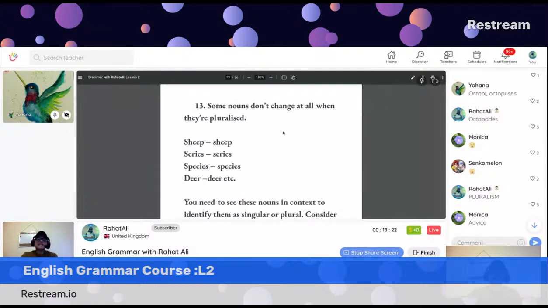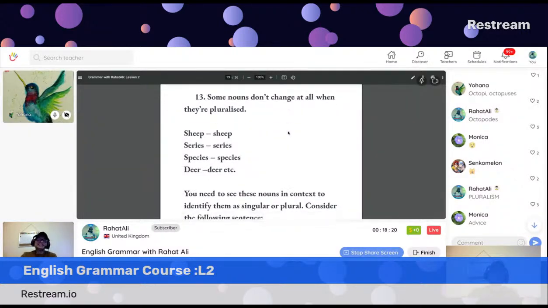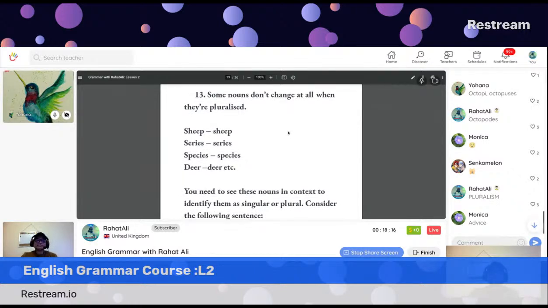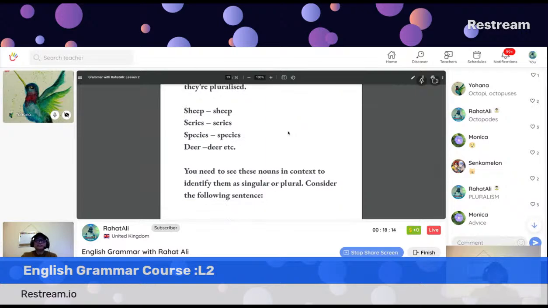Some nouns don't change at all when they're pluralized, like sheep, sheep, okay? Series, species, deer. If you remember, in the pronunciation rule, if there are two similar vowels, it is always a bit longer sound. So in sheep, this should be a long sound. Similarly, deer.